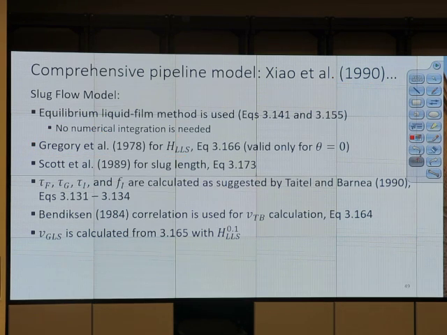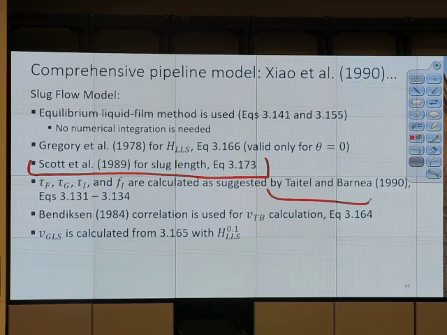And for slug length, they use 3.173. Tau F, tau G, tau I is very well suggested by Taitel and Barnea. Bendiksen is used for VTB, and VTLS is calculated from that equation, with HLS to the power of 0.1. What is 3.165? 3.165, which way? 0.10? Not 110. Oh, 110. Okay.